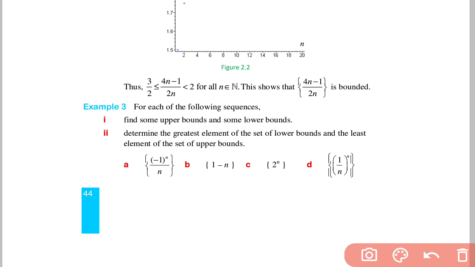Let us jump on example 3. For each of the following sequences, find some upper bounds and some lower bounds. Okay, so some lower bound is easy.